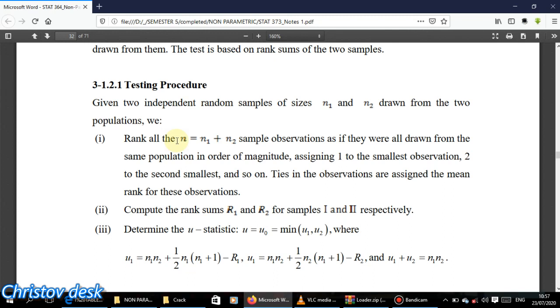Put the private school students and the government school students, the samples you pick, all in one class. When you put all of them in one class, try to rank them, number them, based on the magnitude, the values associated with them.